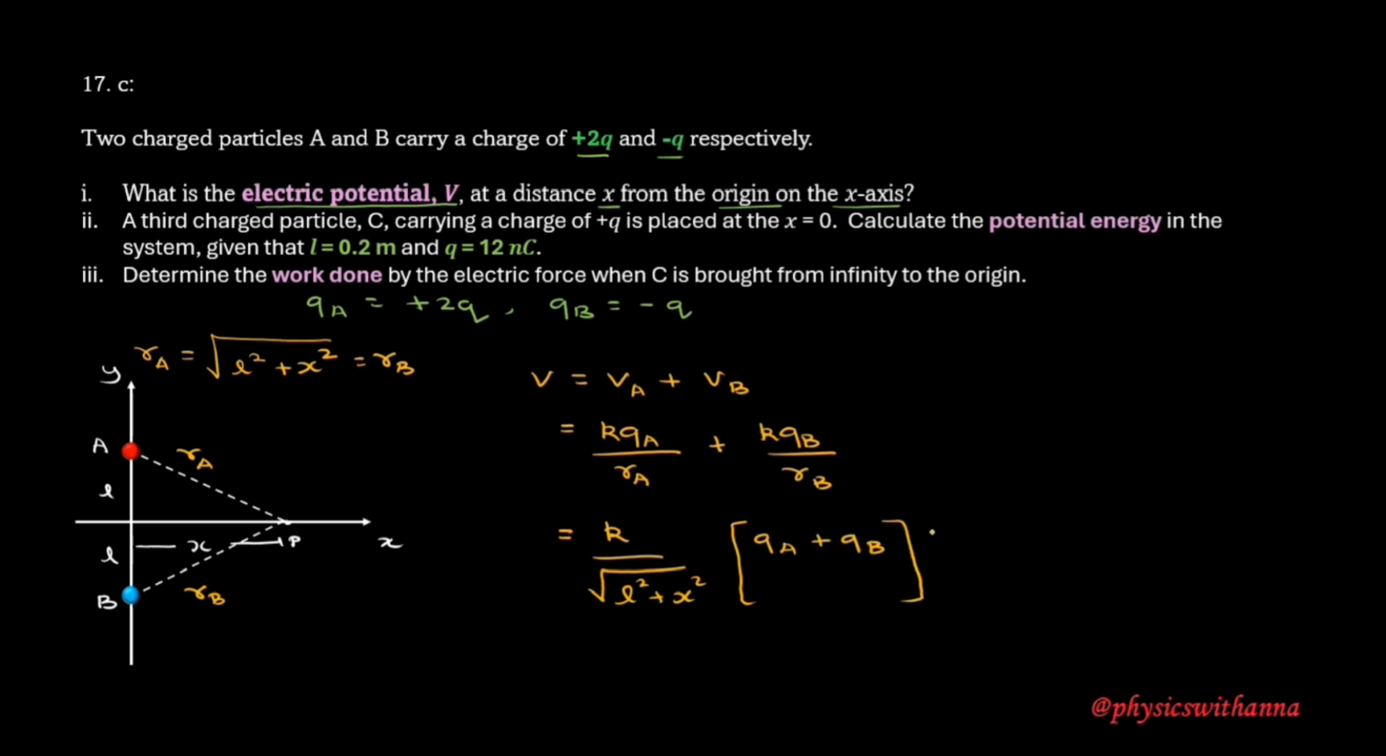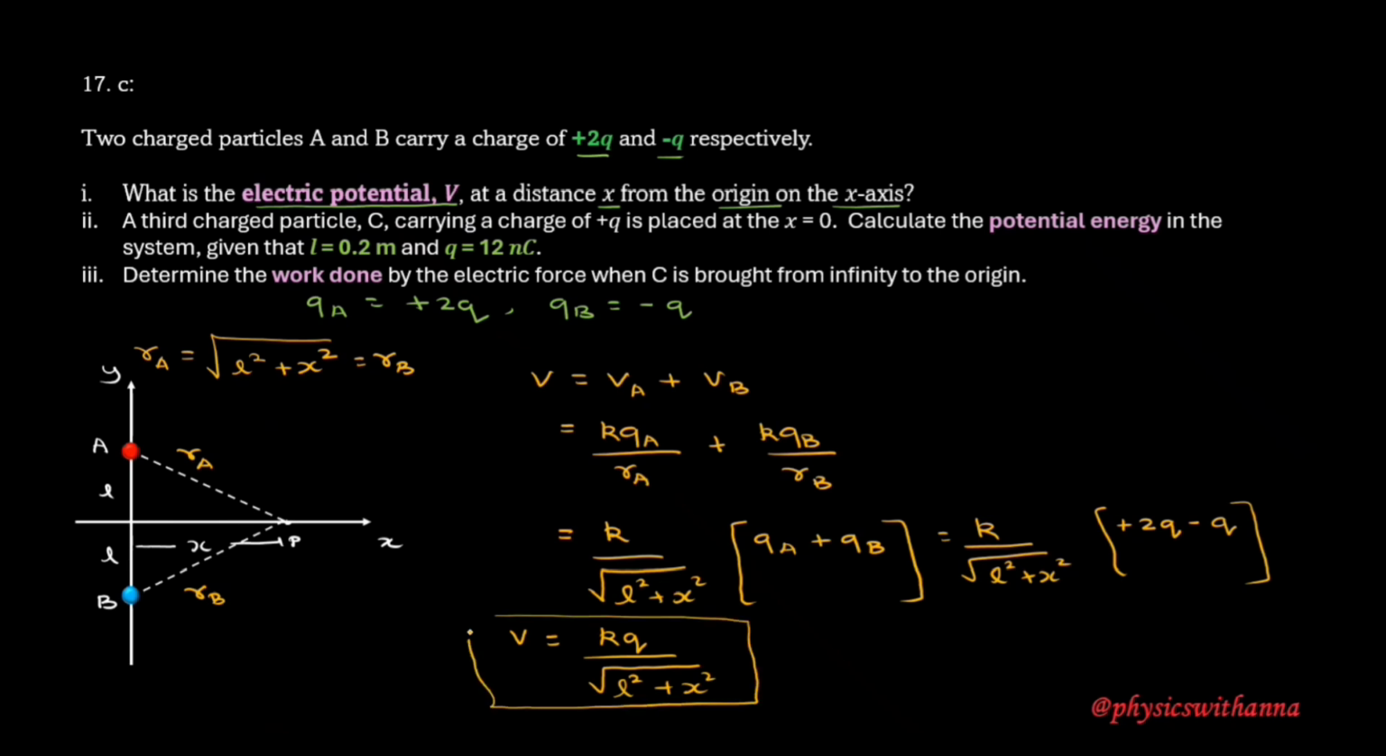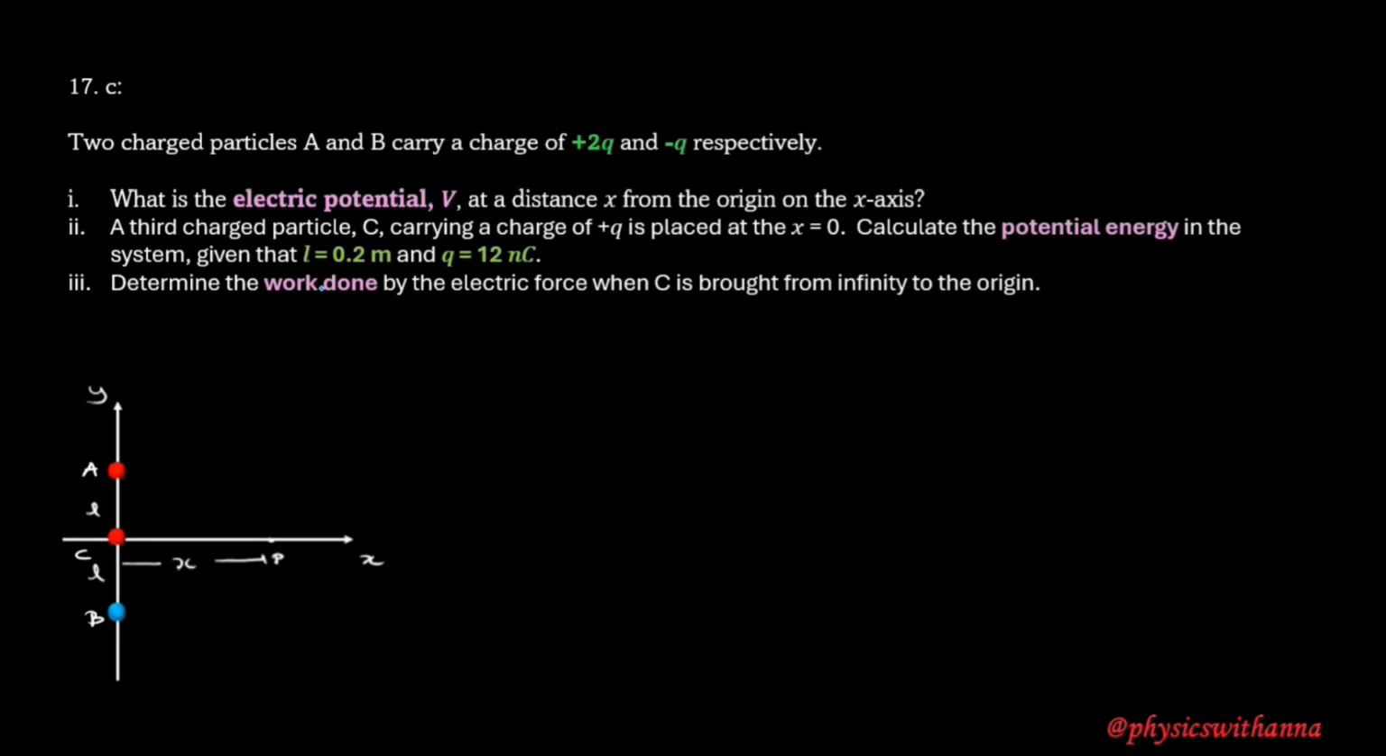Now substitute the values of Q. K over square root of L squared plus x squared, QA is positive 2q and QB is negative q. And when you solve this, you get potential at point P equal to Kq over square root of L squared plus x squared. So this is the potential at point P, which is a distance x on the x-axis because of charged particles A and B.